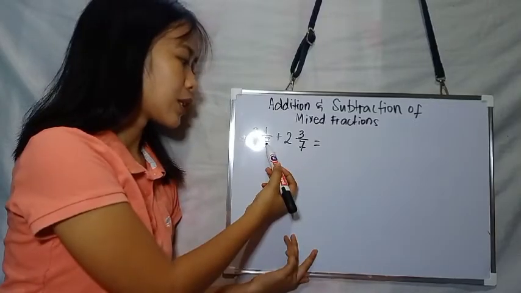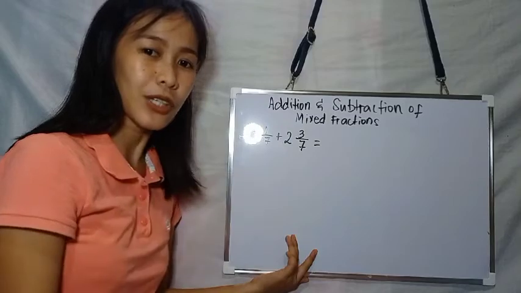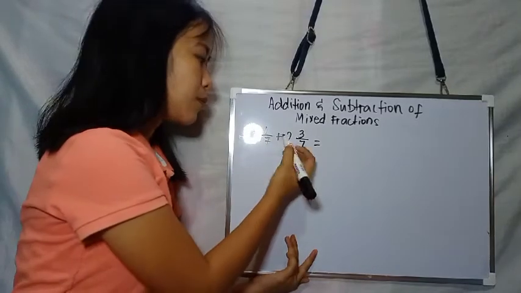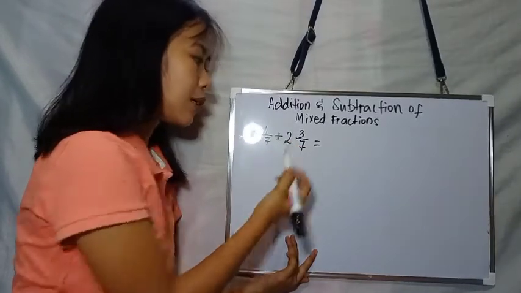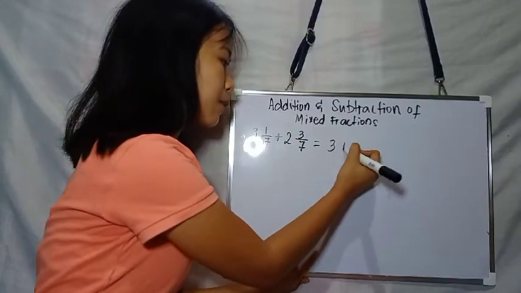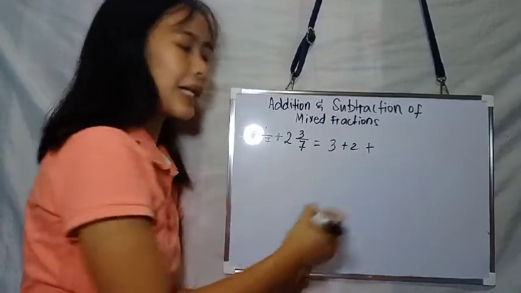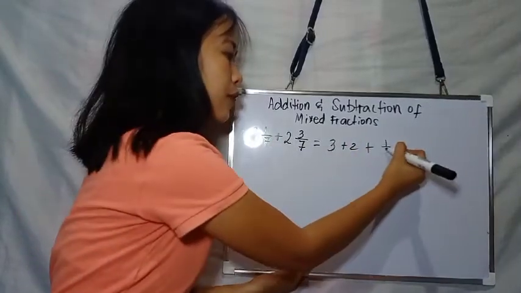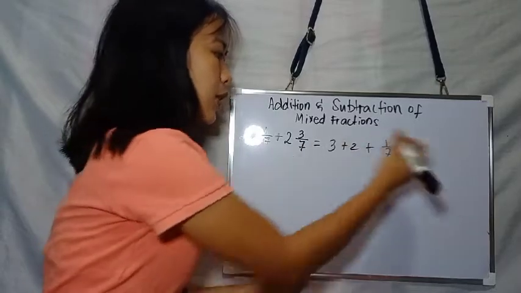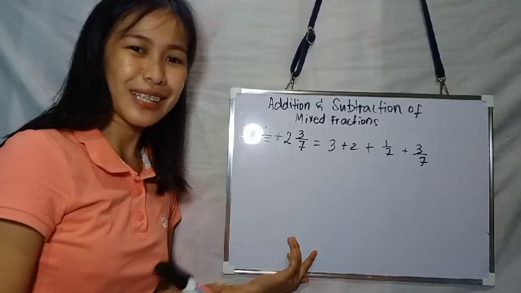And alin ba yung katulad ni 1 over 7? Si 3 over 7 kasi pareha silang fraction. Tama? So, we have plus as our operation. So, just add 3 plus 2 or pagsamahin lang yung magkakatulad. And then, plus 1 over 7 plus 3 over 7. Ayan, pinagsama-sama lang natin yung magkakatulad.